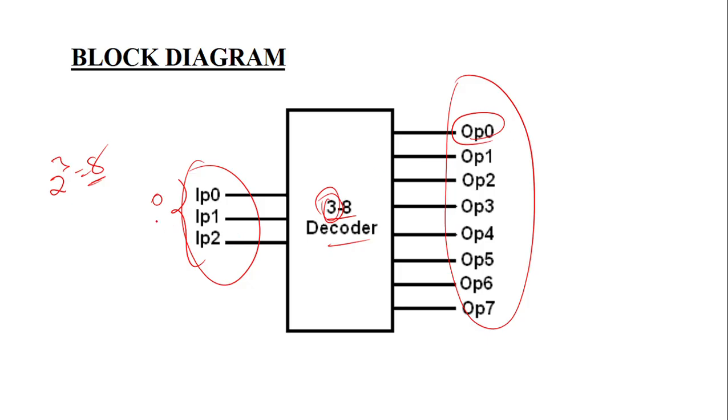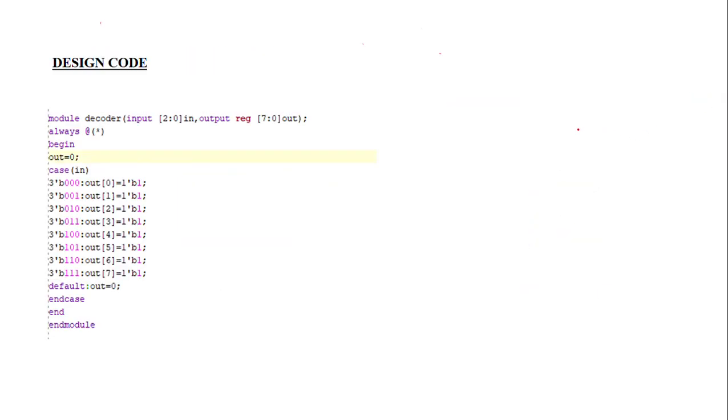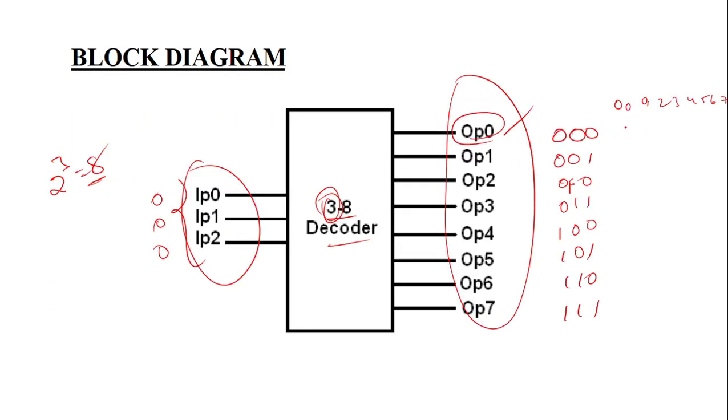If the combination is 0 0 0, then output 1 is going to be selected. The truth table is like this: 0 0 0, 0 0 1, and so on up to 7. According to that, the outputs are O0, O1, O2, up to O7. For the first combination 0, the output O0 is going to be selected and the remaining are going to be 0.